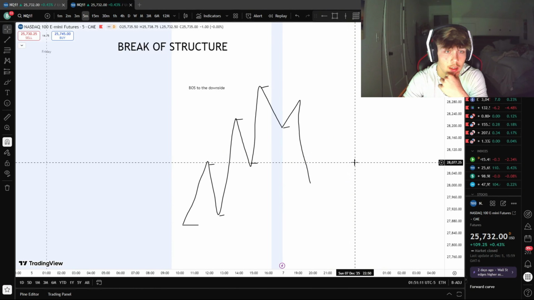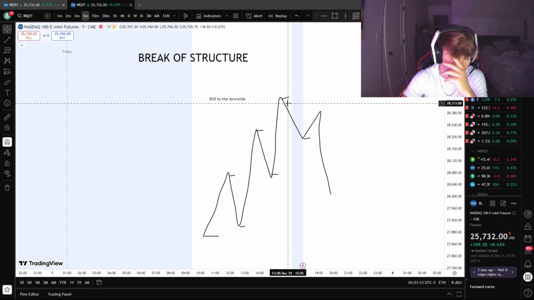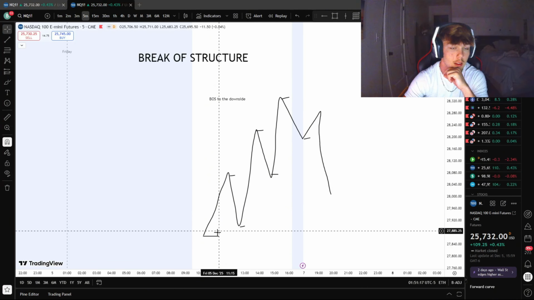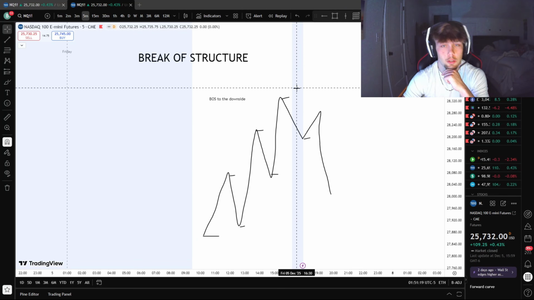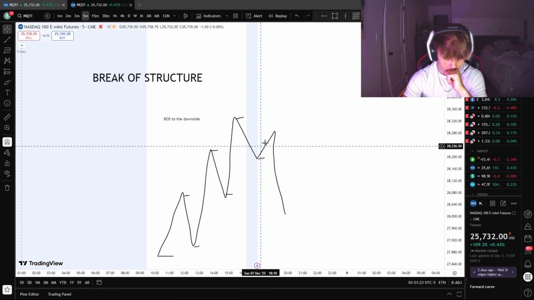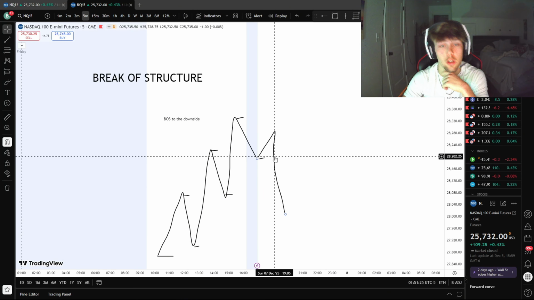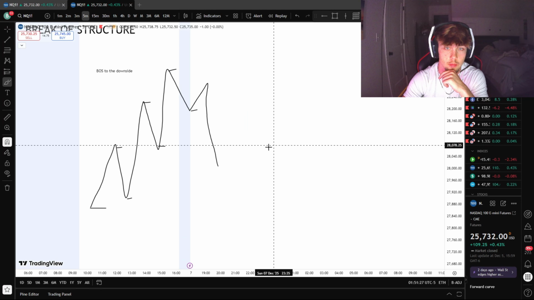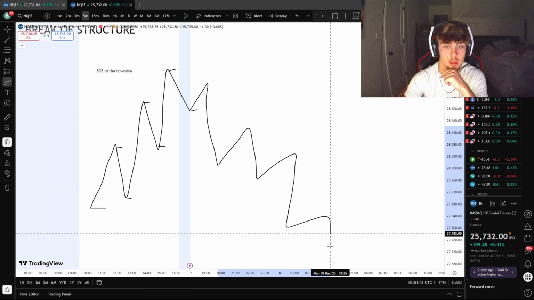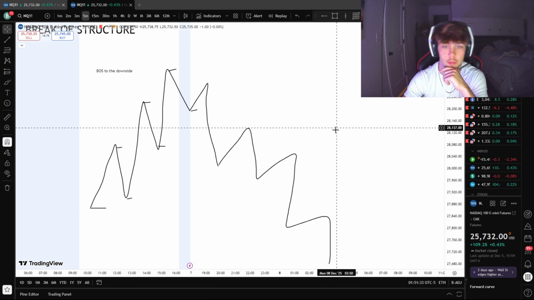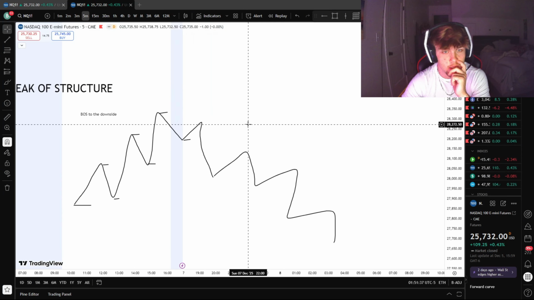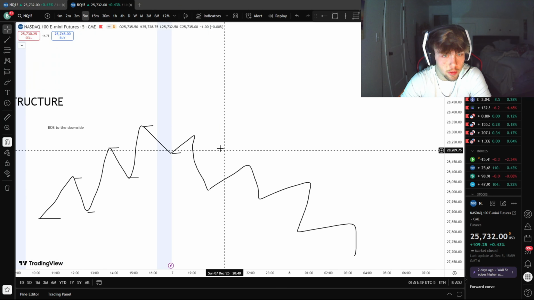But I kind of already got started, so this is what we're going to go over first. A breaker structure to the downside. So look, we're in an uptrend, guys. Making higher highs, higher lows. What happens right here? We close below this low and go into a downtrend. That is the worst downtrend ever, but you get the point. So yeah, we go into a downtrend.